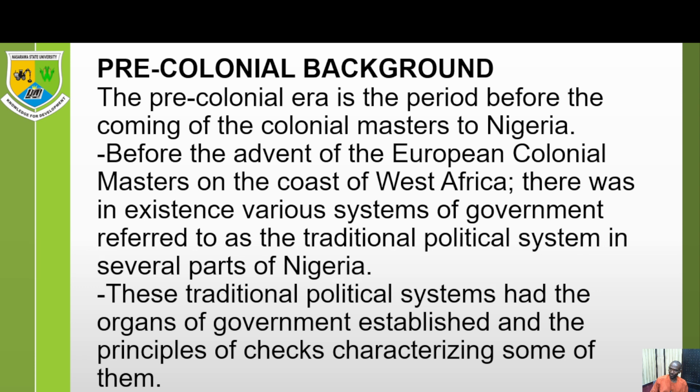Before the advent of European colonial masters on the coast of West Africa, there were in existence various systems of government, referred to as the traditional political system in several parts of Nigeria. Students, you know very well that even before the coming of colonial masters, we had our already existing system of leadership. But their advent affected most of our system, which resulted in some of the sufferings we are undergoing today.